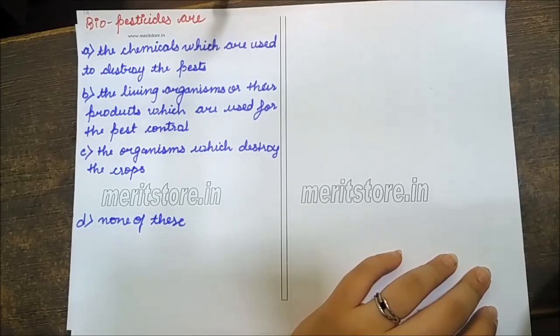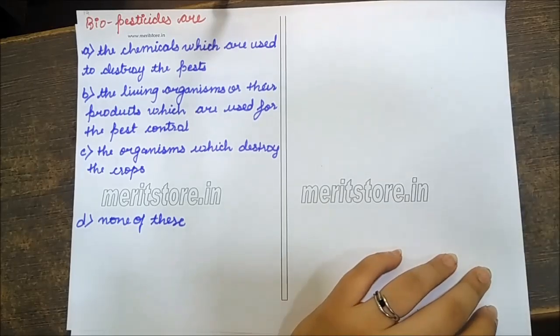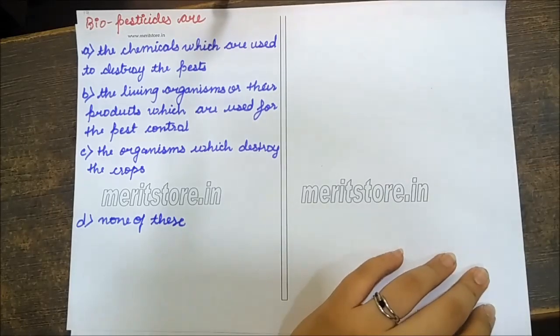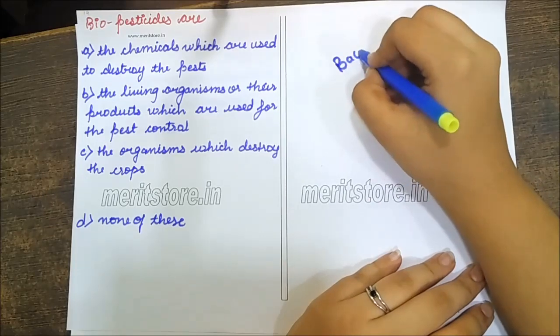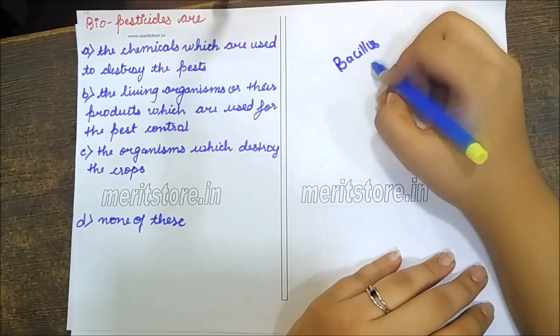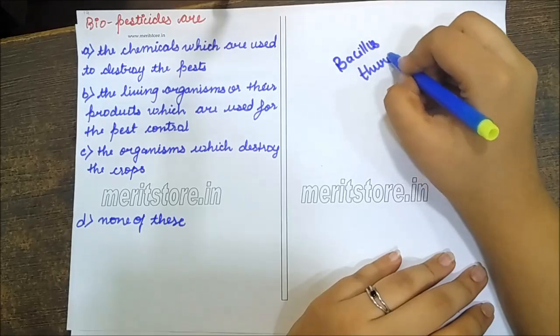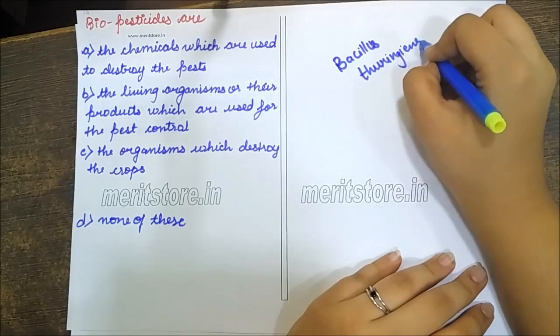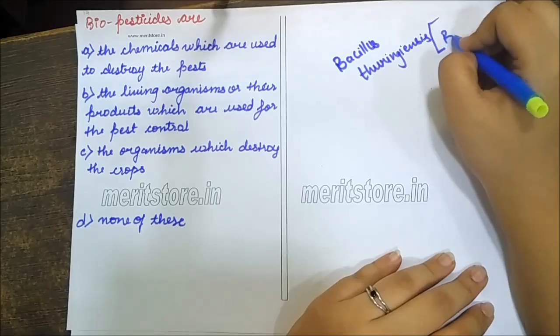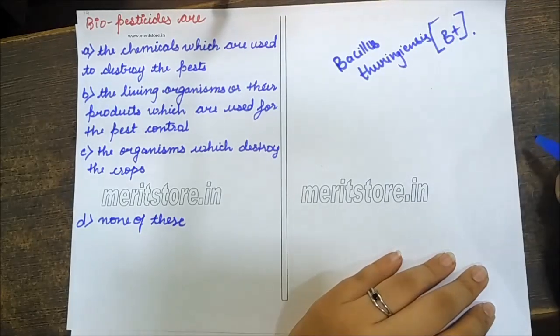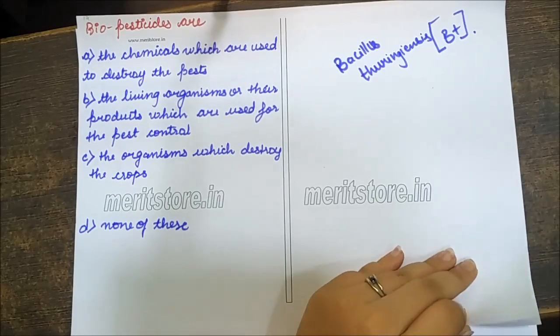Let's know how. Biopesticides are those biological agents or their products that are used for control of weeds and insects, which are also called pathogens. Most important example is the soil bacterium, which is Bacillus thuringiensis.